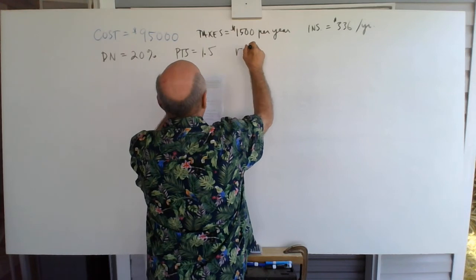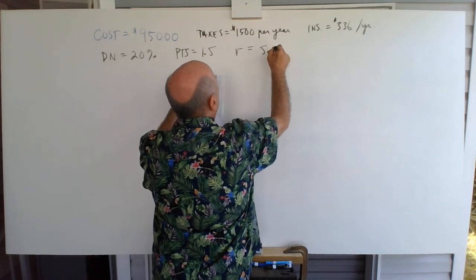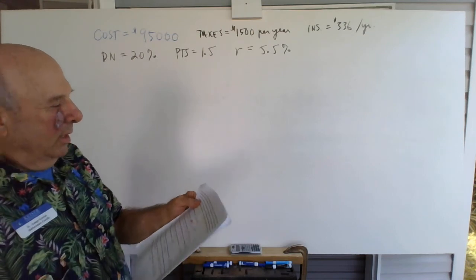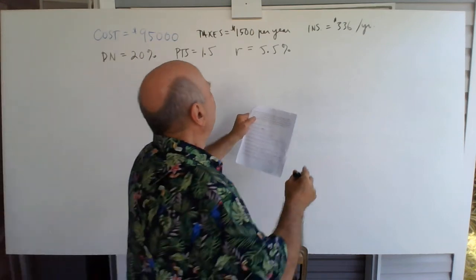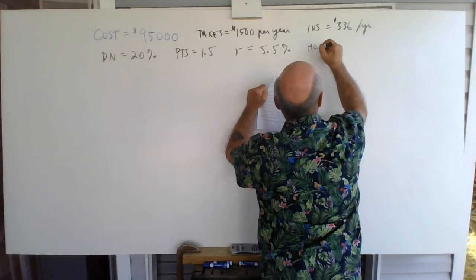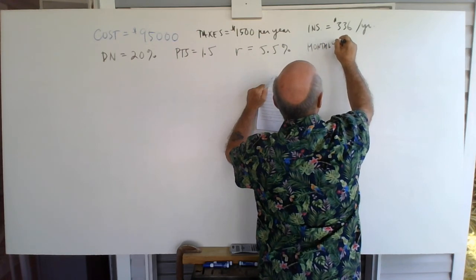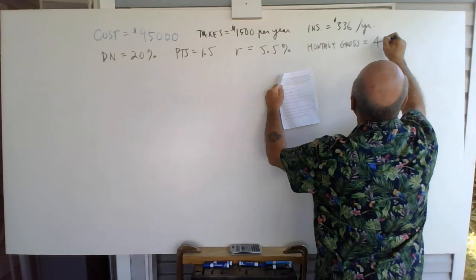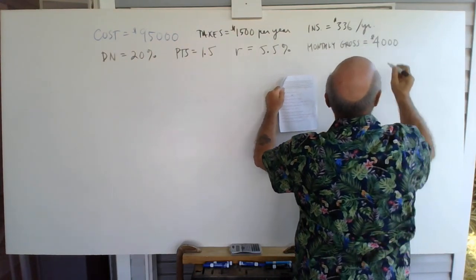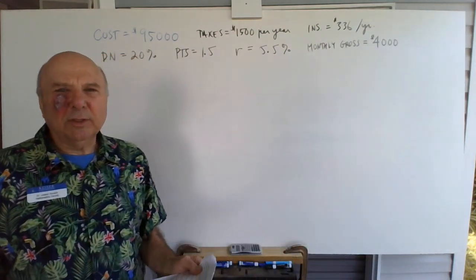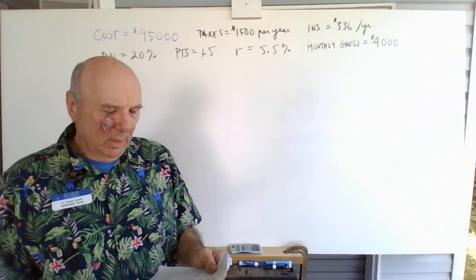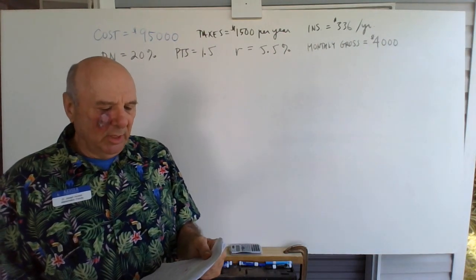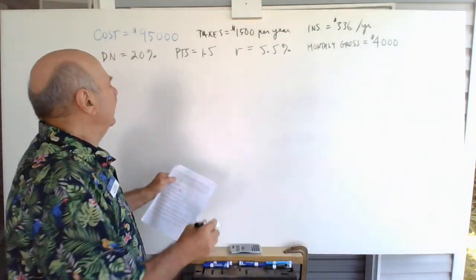And the rate is 5.5%. Kathy has a gross income of $4,000. So Kathy earns $4,000 every month. She has 15 monthly payments of $135 remaining on her van.